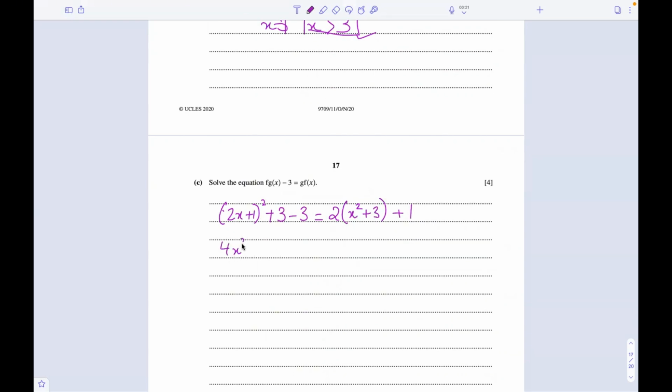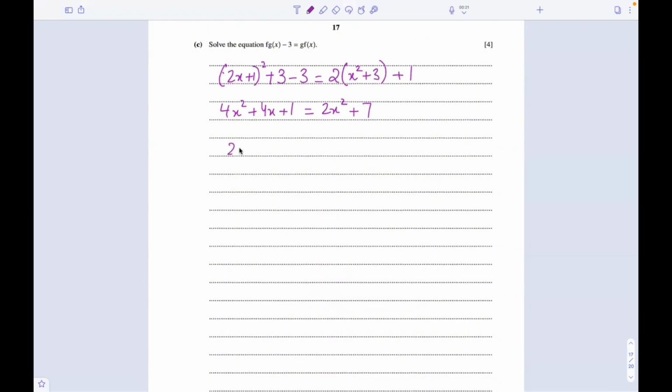Expanding this, we get 4x squared plus 4x plus 1. The 3 and 3 will cancel out. And on this side, we have 2x squared plus 6 plus 1, which equals 7. Simplifying both sides, we get 2x squared plus 4x, and 1 minus 7 becomes minus 6. We can write this equation as x squared plus 2x minus 3 equals 0. Solving this equation, we get (x plus 3)(x minus 1) equals 0. So the two values of x are x equals 1 and x equals minus 3.